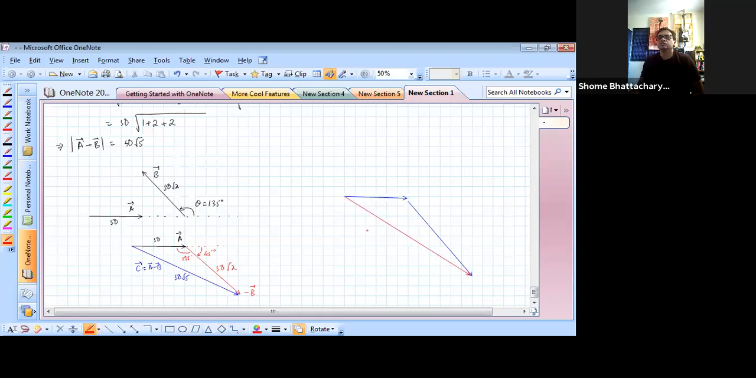Just use different colors, don't mind that. Now, if you just extend this line and drop a perpendicular here, you can see that this was 50 root 2 and this angle was 45. So this side becomes 50. This side also becomes 50. And this side is already 50. So you can use simple trigonometry here also. You can see that this side is 50, this side is 100, the sum of these two. That's why mod C is coming out to be 50 root 5.